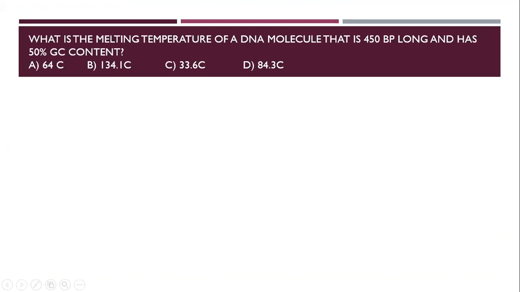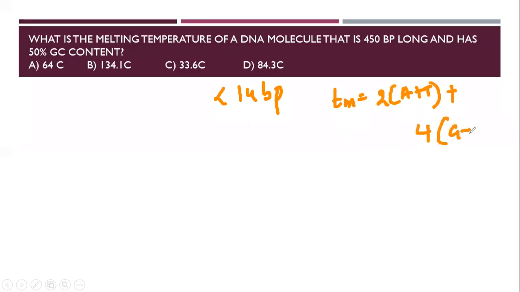If your DNA is less than 14 base pair, then the formula is Tm is equal to 2 times (A plus T) plus 4 times (G plus C). Okay, if it is less than 14 base pair. But here the question is given of around how many base pair?